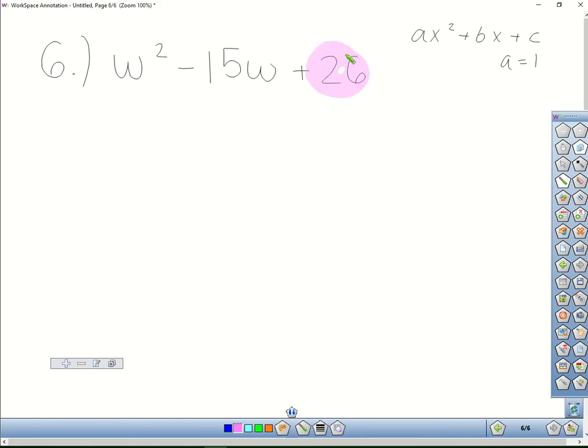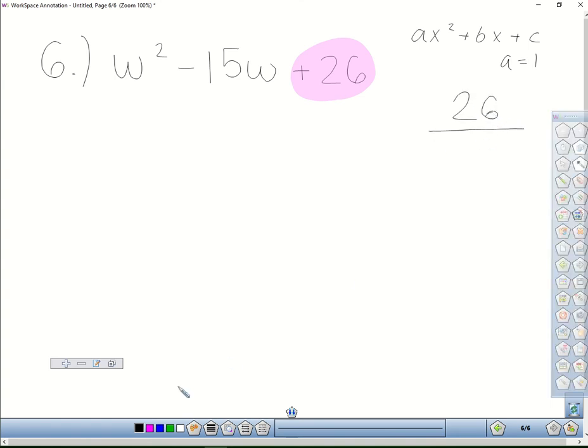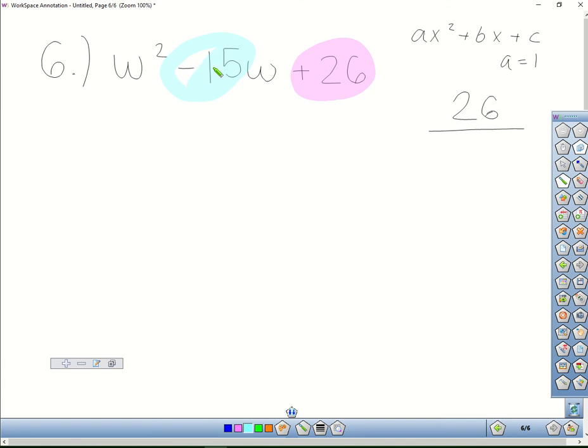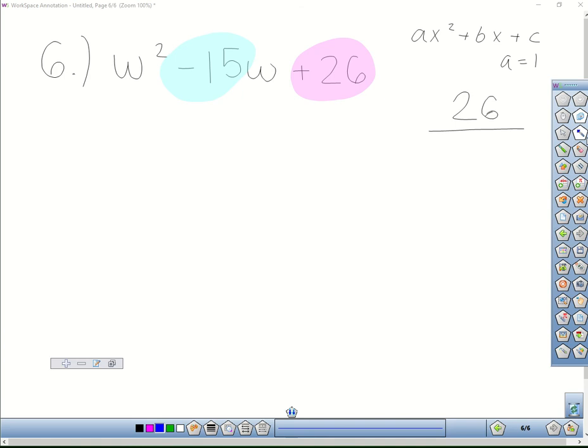We take this number, whatever its sign is, we take that with it, and we write it over to the side. And we want to find factors of this number that add up to this number. Now, very important, whatever these numbers are, you need to take the sign with you, okay? So I want to add up to a negative 15. So what are some factors of 26?